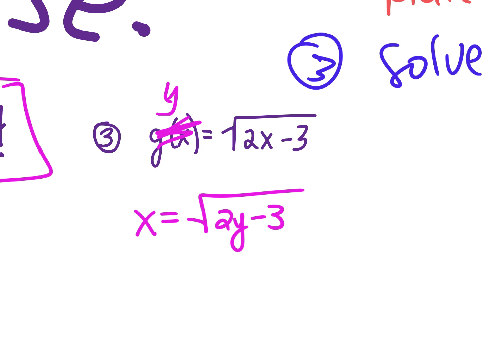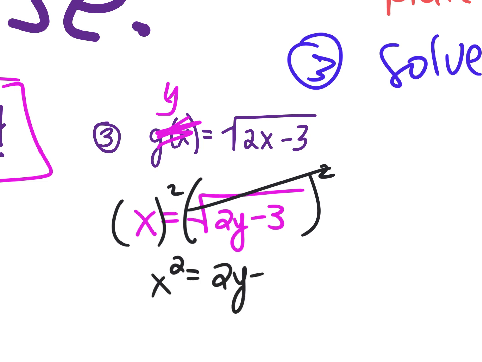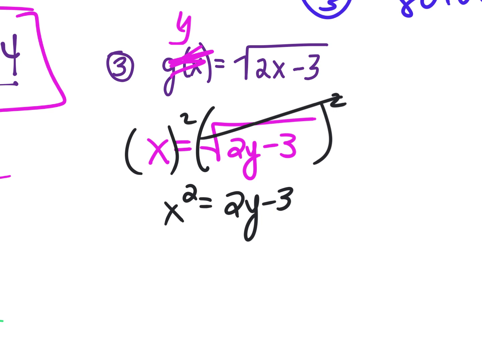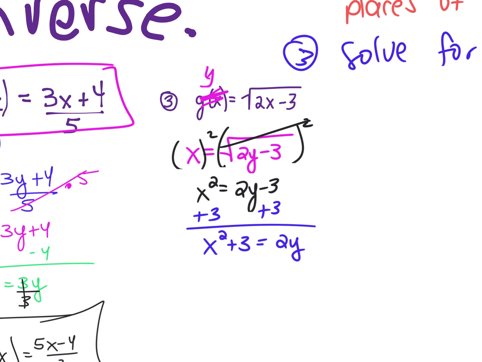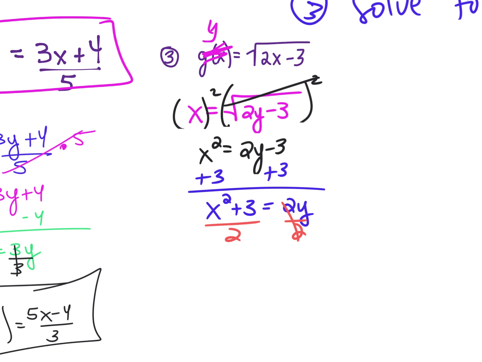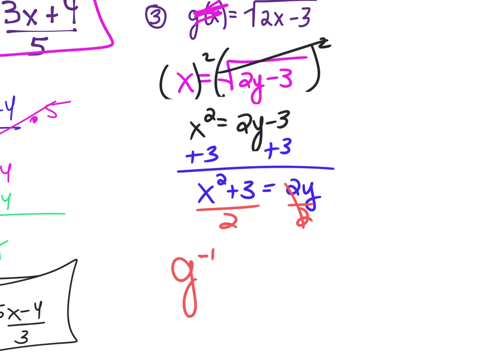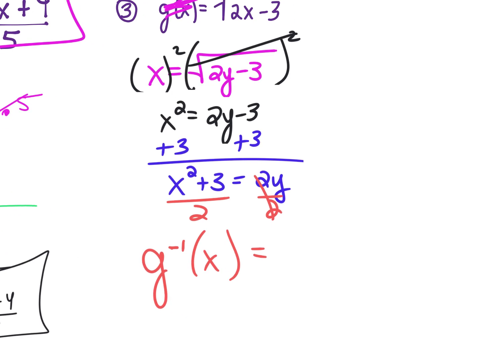What's the first thing I need to do? I've got to square both sides here, right? That'll cancel this out, so I have x squared equals 2y minus 3. All right, keep going. Add 3, perfect. So x squared plus 3 equals 2y. And then divide by 2, perfect. So how do I write my answer? G negative 1. If you want to always write f, that's fine. I'm not going to take off points for that, just as long as you have the little negative 1 there. But I have x squared plus 3 divided by 2.